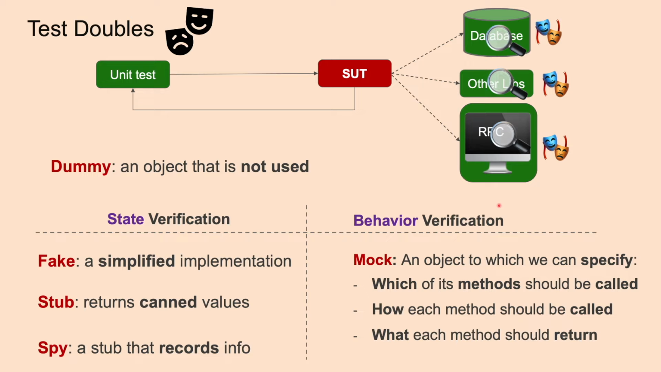The alternative to this methodology is behavioral verification. In behavioral verification, your focus is really at the interface between your system under test and the collaborators. And that's where the specific meaning of mock comes in, which is an object that replaces these real objects, on which you can specify very accurately what methods of that object should be called, or how those methods should be called, and also what they should return.